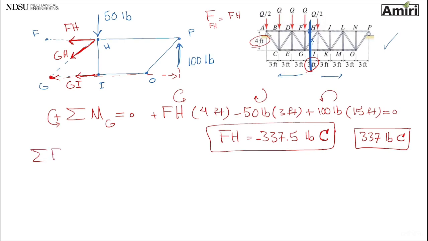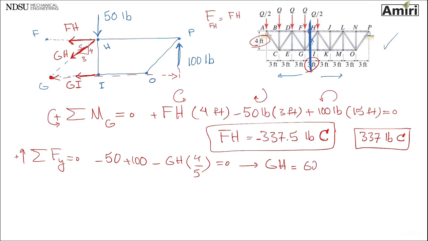Let's use summation of forces in Fy equals 0. So minus 50 plus 100, those two are the easiest. And then I have minus GH, and that is going to be 4, 3, 5, so it's 4 over 5 equals 0. This will give me GH of 62.5, and that is tension. Okay, that's all the problem was asking me. But we've come this far, so let's do GI also.